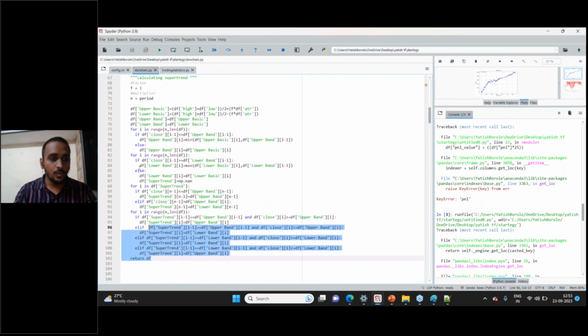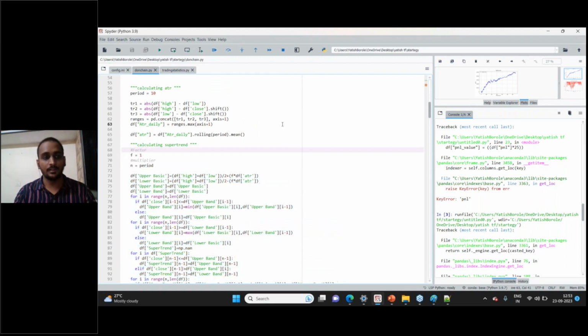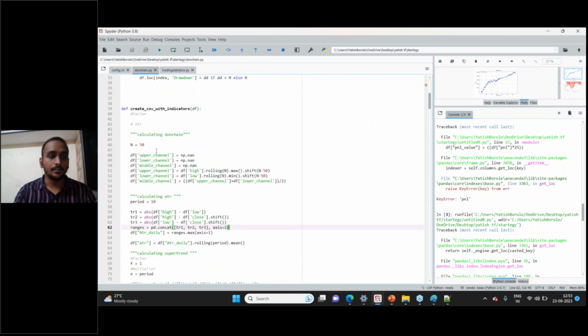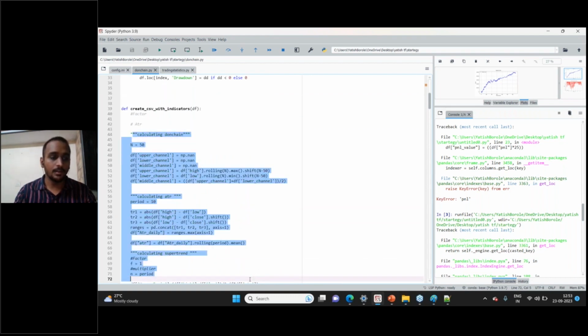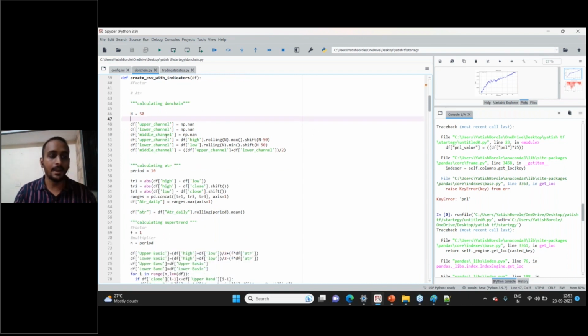This piece of code is calculating our super trend. Super trend is a trend following indicator for which I have passed the period as 10. This piece of code is calculating Donchian for us, which is the upper band, the lower band, and the middle band, middle channel. I am passing the value 50.